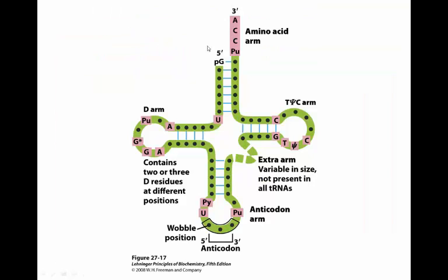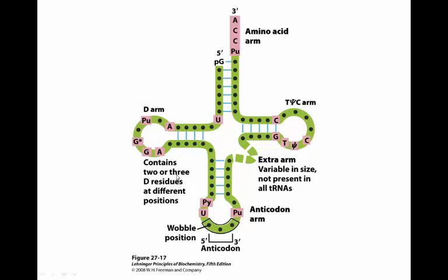Here's our transfer RNA that we saw earlier. These are some of the invariant nucleotides that you have in each one of these arms. So you have an A, purine, modified G, a G, and an A, and there's also dihydrouracil in these arms. It's the D arms. Contains 2 or 3 D residues at different positions.